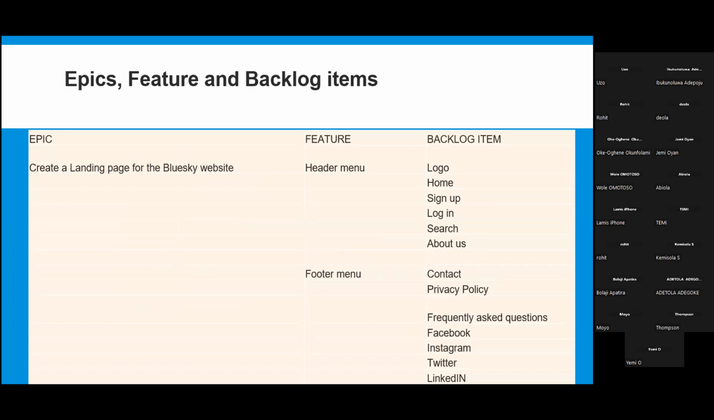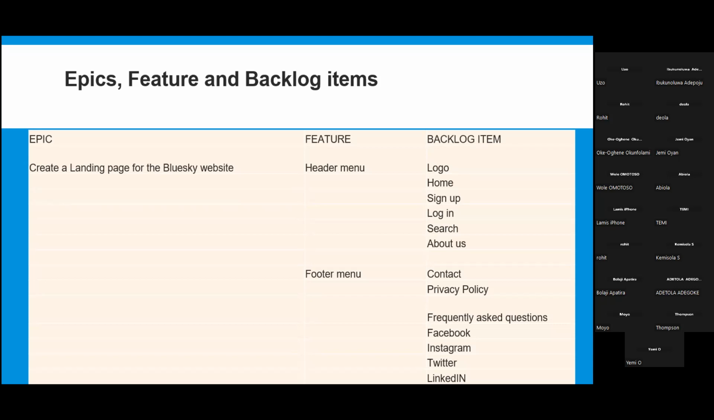For example, you remember that I said that a backlog item is also a user story. You might have written a story for logo, home, site, login, search, about us. But at the end of the day, these are components that will be displayed on the header menu, isn't it? So you categorize them and say header menu. Now, this feature has what, 6 user stories underneath it, right? Do you know that it can have up to 10 or 15 or 20, depending on how big the feature is?